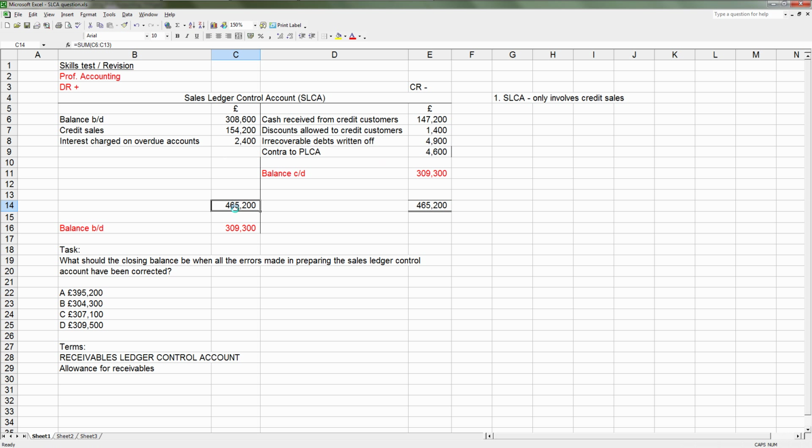Okay, let's take stock of the values that we've got. On the debit side, that should be right. Just check the sum. On the debit side now, we have a total of 465,200. We now move the total over to the credit side.